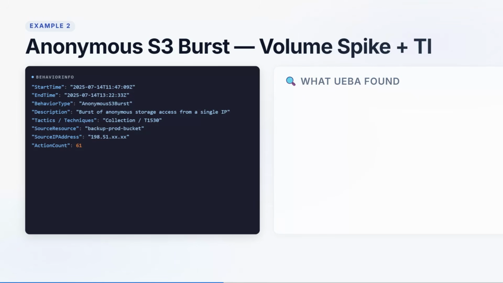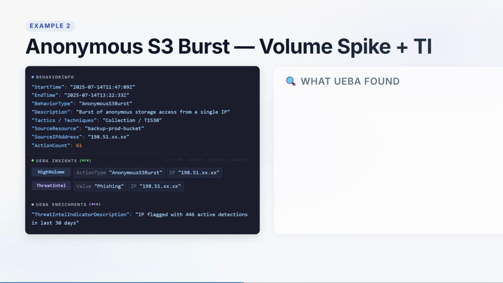But just by looking at this number, I'm not able to tell if this is a normal amount of operations for this account to perform, or maybe it's abnormal. So this is why we have UEBA. Using the UEBA layer, I now have two insights about it. The first one is the high volume insight, and I can see that we have high volume for this behavior on this IP. In other words, we have uncommon high volume of behavior for this entity.